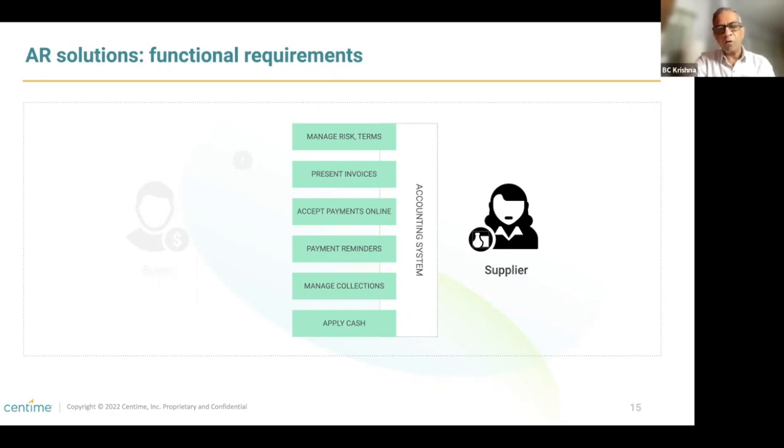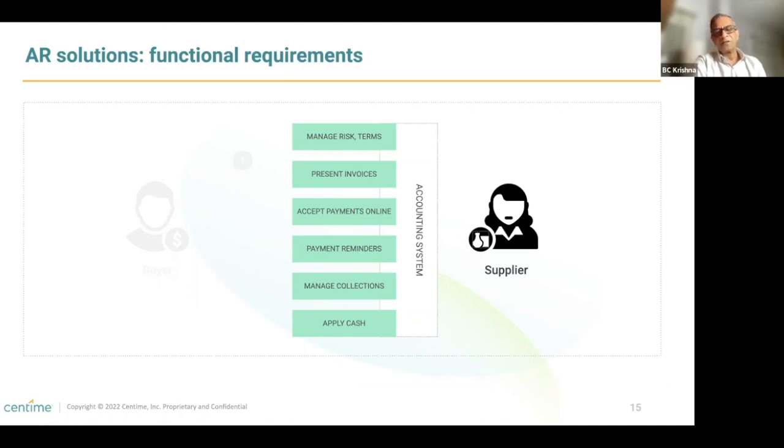So there's a core element of managing risk and setting the terms that you're comfortable with. Because at the end of the day, if that risk scenario comes to fruition, then your cash is impacted. And so it's a critical thing that every supplier needs to be able to keep track of. Once that is done on a routine basis, suppliers are presenting invoices, and that can be done in a portal. It can be done by email. It can be done by paper.